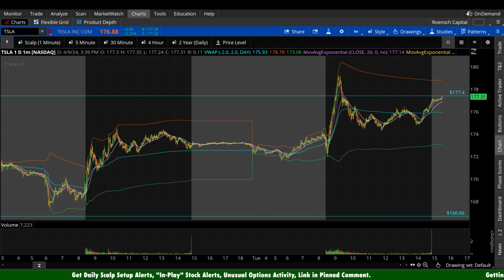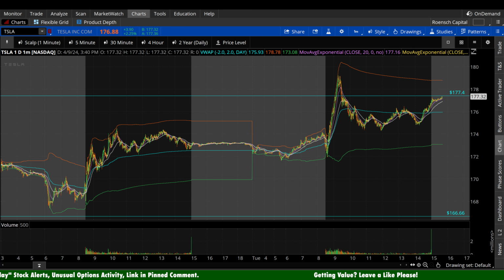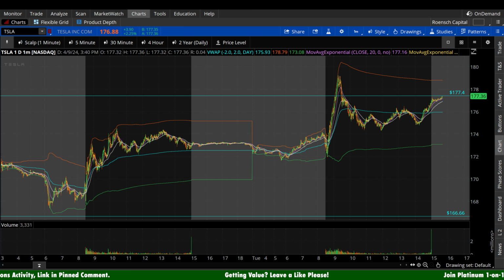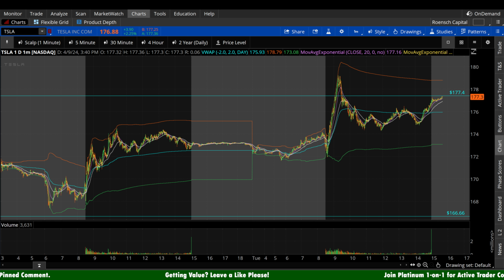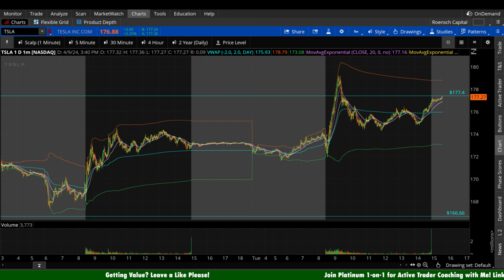Today we're taking a look at Tesla stock, ticker symbol TSLA, on a variety of time frames in anticipation of the next trading day, Wednesday, April 10th. All right, guys, nice day for Tesla here, up $3.90 per share, that's plus 2.25%, finishing right ahead of that very important psychological and technical level, the bottom of that channel, 177.50.